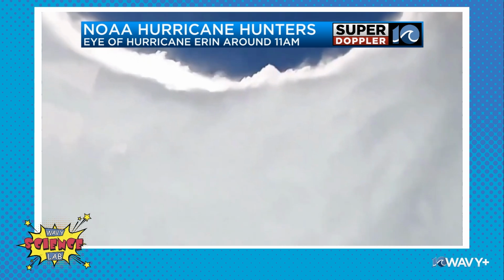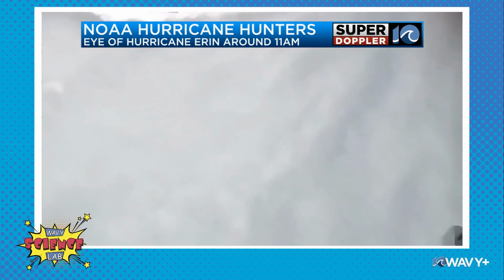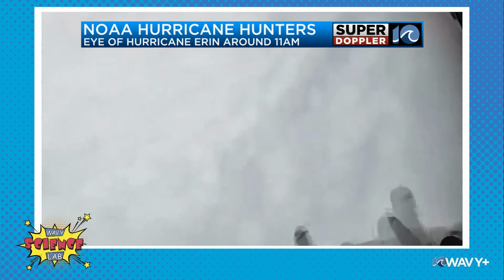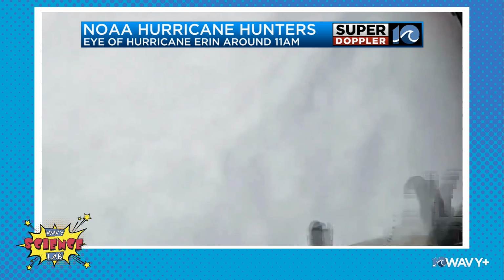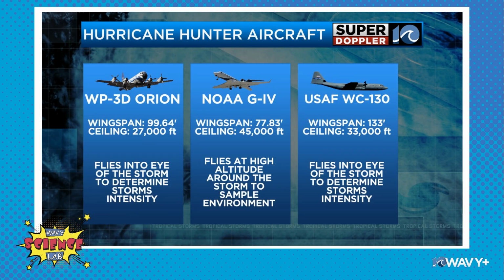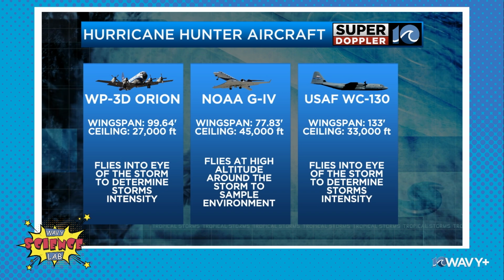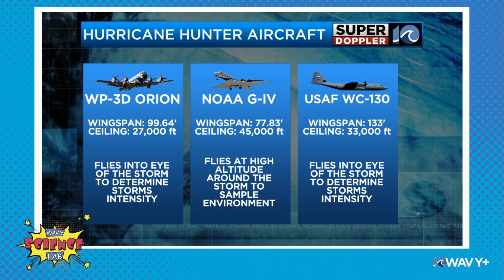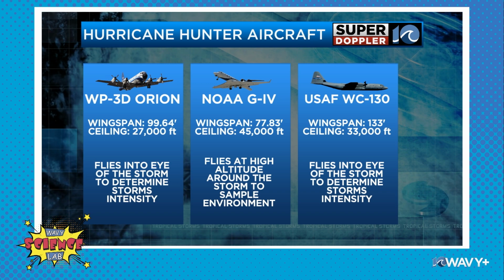And, I mean, you can clearly see it's clear skies above. And then you get in a little bit. There's the plane propellers. So these hurricane hunters, they do a great job. They really do. They're invaluable. And so here's some of the planes that they fly. The WP-3 Orion flies into the eye of the storm, ceiling 27,000 feet. The NOAA G4 that flies at high altitude. I've been on that one.